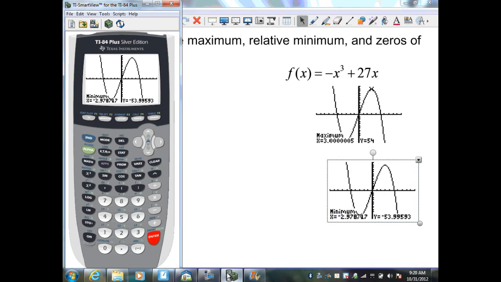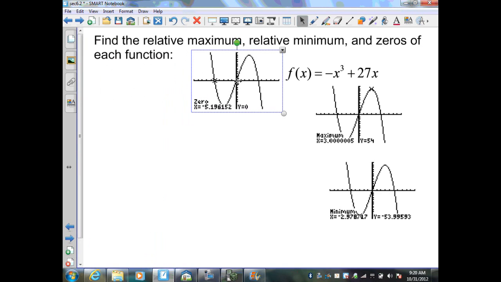Now I can find zeros by the same procedure, hitting second trace, and I can use number 2, which is a zero. And it wants to be to the left of my zero, and that would be, in this instance, this zero I'm going to find first, above it. Remember, a zero is an x-intercept and a solution of the polynomial. So I hit enter, then I want to be to the right, hit enter, and then guess, and it gives me my first zero at negative 5.20.